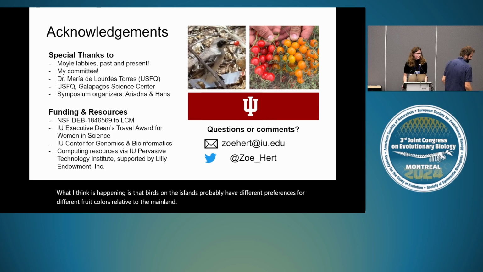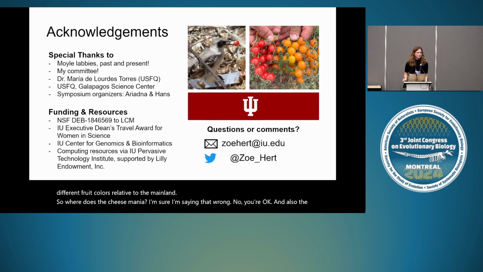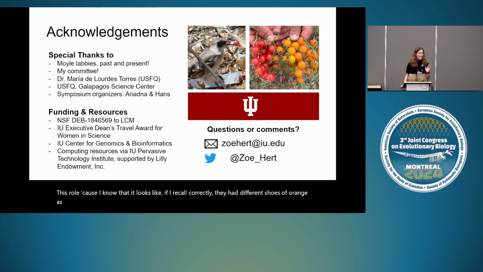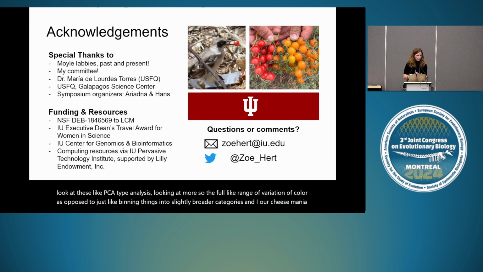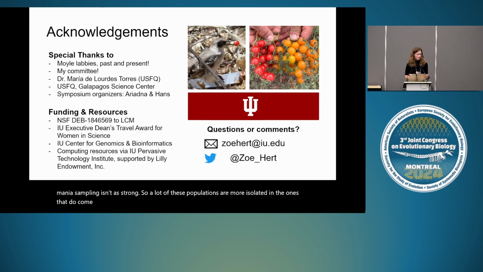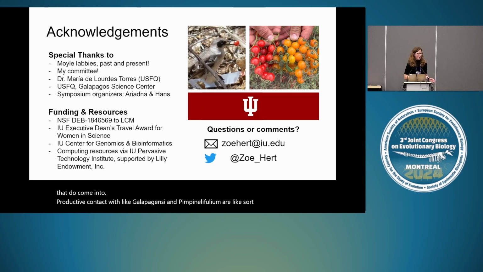So where does the Cheesmaniae, I'm sure I'm saying that wrong. No, you're okay. And also the hybrids, how do they fit into this? Because I know that it looked like, if I recall correctly, they had different hues of orange as well. Yeah, so I haven't had a chance to quite analyze that data yet, but I plan to look at PCA-type analyses, looking at the full range of variation of color as opposed to just binning things into slightly broader categories. And our Cheesmaniae sampling isn't as strong, so a lot of these populations are more isolated, and the ones that do come into reproductive contact with Galapagos and Pimpinellifolium are sort of hybridized out almost.